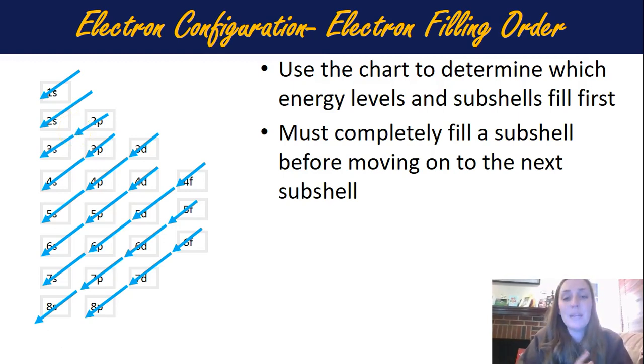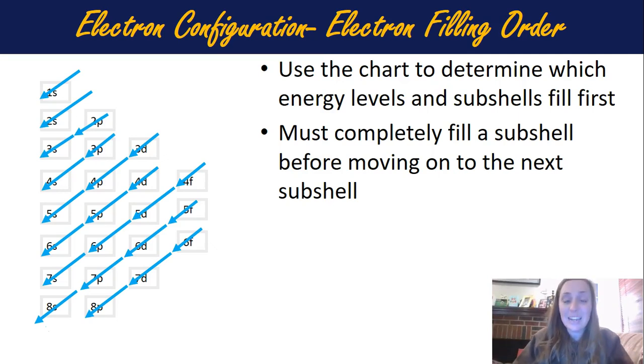And the biggest thing is you have to completely fill a subshell to move on. So for S, the maximum is 2 electrons because there's 1 orbital, 2 electrons each. For P, the maximum number of electrons you can put in there is 6. There are 3 p orbitals, 2 electrons each. 3 times 2 is 6.